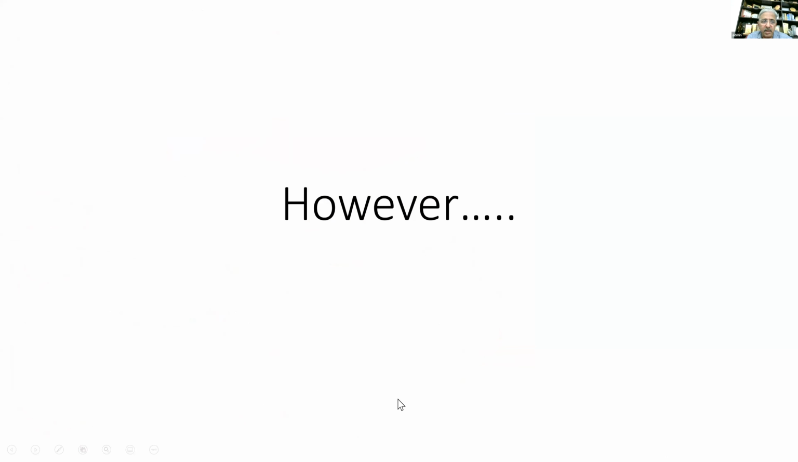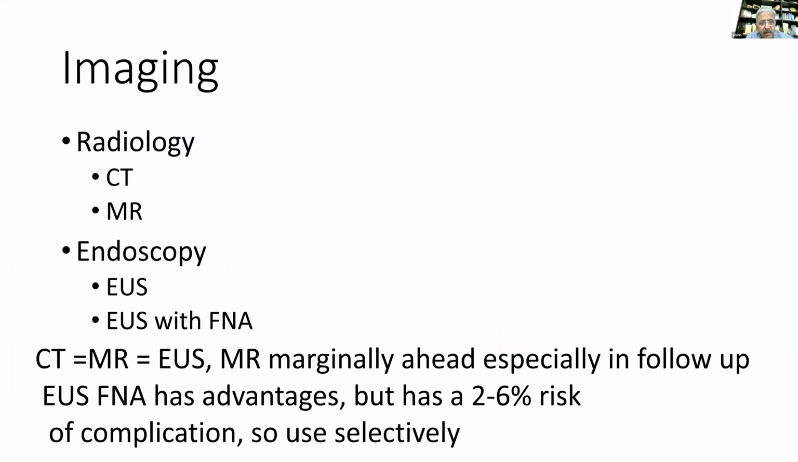So these are the canvas of imaging, but unfortunately, CT and MR are unable to really distinguish these lesions, especially when they are small. MR is more useful because it has no radiation, and these may need to be surveyed periodically. If you study all the literature, by and large, CT is equal to MR is equal to US, with MR being marginally ahead. But when you put a needle into the cyst, then you have advantages, but you have to balance it with the small risk of complications. So you need to be sure whom you use it for.